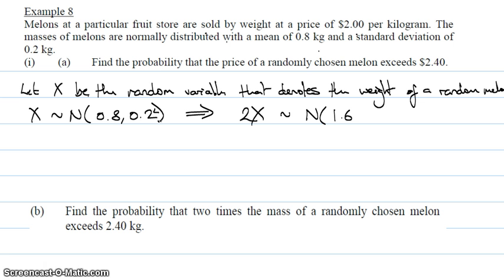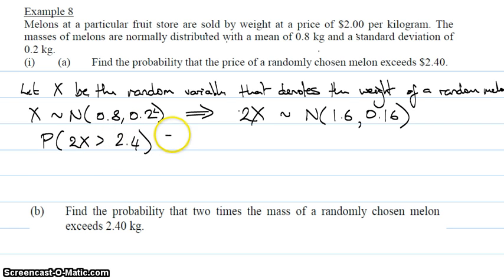But what happens to the variance? Here I had 0.2 squared, so 0.04, and then I have to multiply that by 2 squared. So I get 0.16 to be my variance. And 0.16, of course, is 0.4 squared. So if I want to find the probability the price of a randomly chosen melon exceeds $2.40, that's the same as finding the probability that 2X is bigger than 2.4. And of course, that means that our lower bound is 2.4 and our upper bound is infinity.